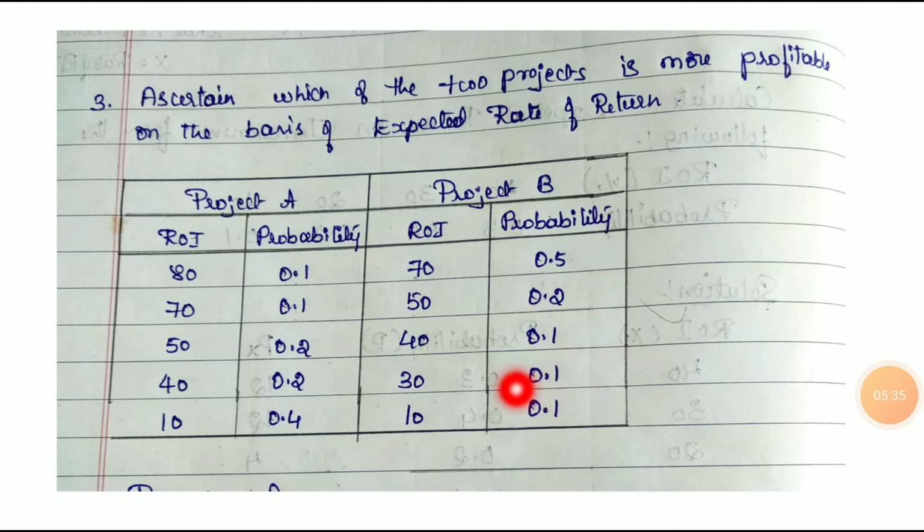Now we have to calculate the expected rate of return of both projects, and we have to suggest which is the most profitable one. The project which gives the highest expected rate of return is considered profitable. So let's go for solving this problem.